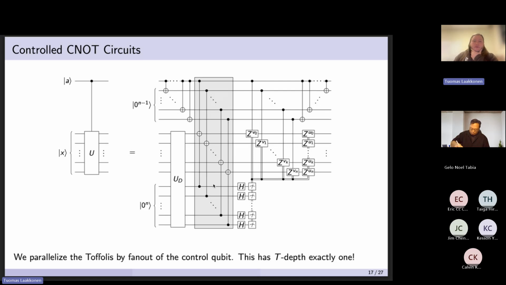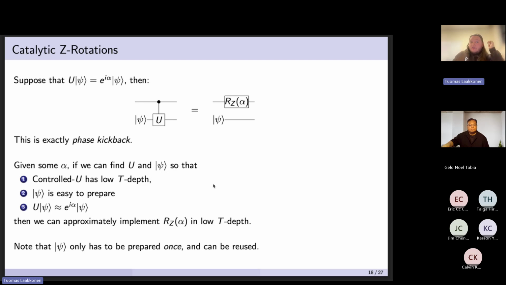So from this we can get to our applications that I showed before. The first one I'll talk about is these catalytic Z rotations. The whole idea of catalysis is basically the very classic concept of phase kickback. So imagine I have some unitary U along with an eigenvector psi, and that eigenvector has eigenvalue e to the i alpha. Then if I prepare an ancilla with the psi state, the eigenvector, and I apply a controlled version of this U to the ancilla with psi, because psi is an eigenvector, it's the same as if you had done nothing to the actual ancilla qubit, but you had rotated the control qubit through alpha, the eigenvalue. And this is exactly phase kickback that you might see in the quantum Fourier transform, for instance.